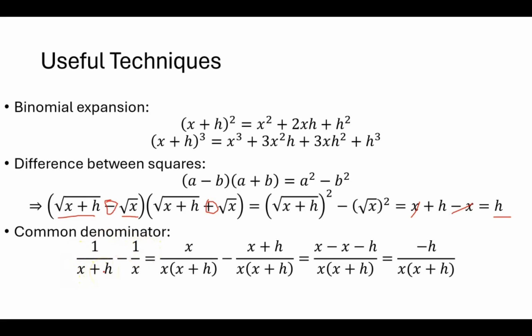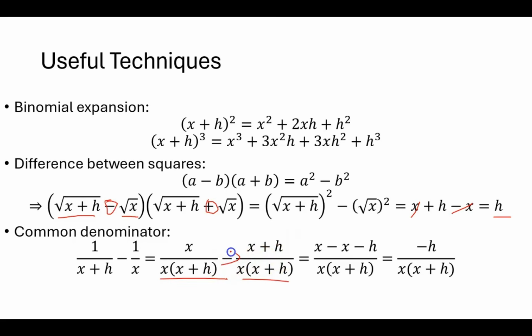So how you're going to do that is you multiply the first one by x on the top and bottom, so you don't change anything. You basically multiply by 1 here. And the second one by x plus h. If you do that, the denominator will be the same, and then you can safely add the two fractions together.